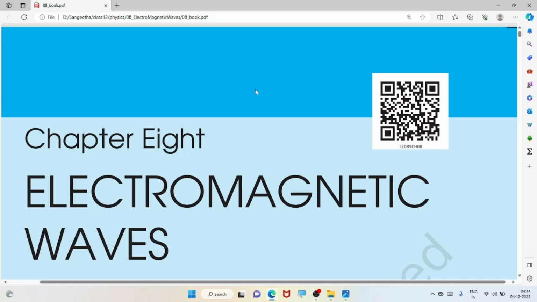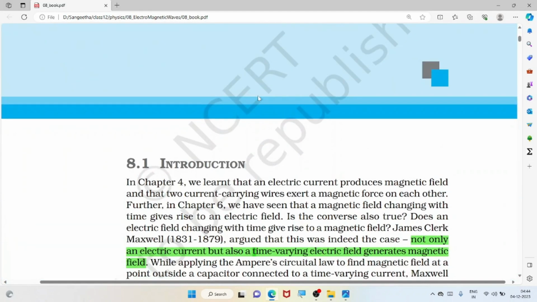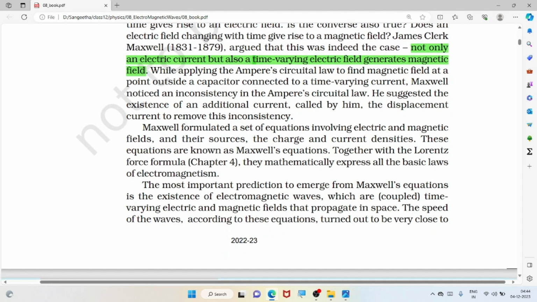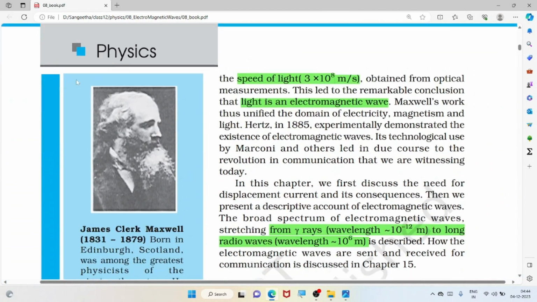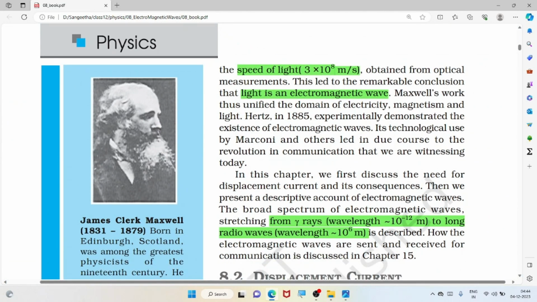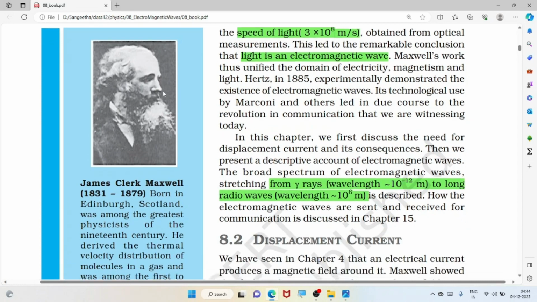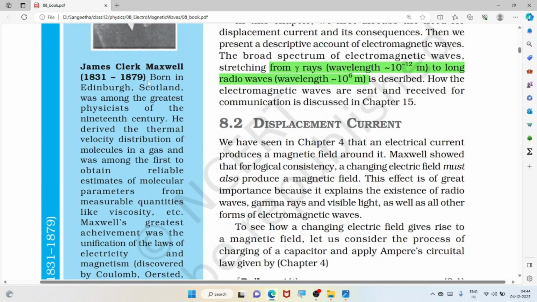Okay, we will go through some important points in the class 12 physics chapter 8, electromagnetic waves. See here, the time varying electric field generates a magnetic field. Speed of light, this may be 3 into 10 power 8 meter per second. Light is an electromagnetic wave. These are the wavelengths of gamma rays to radio waves.